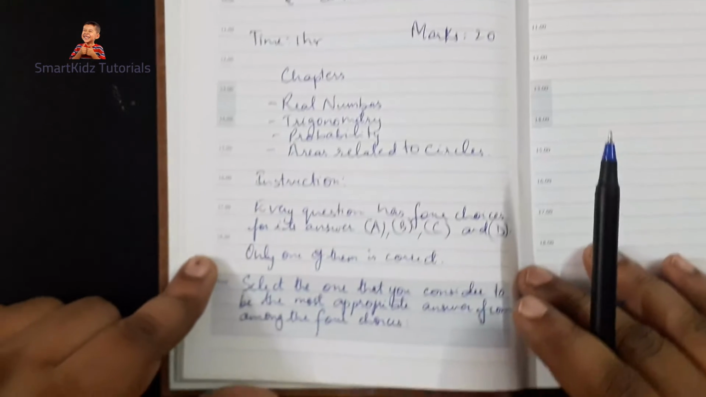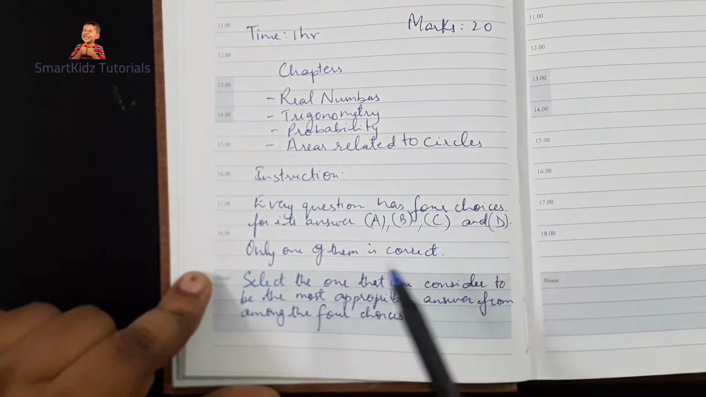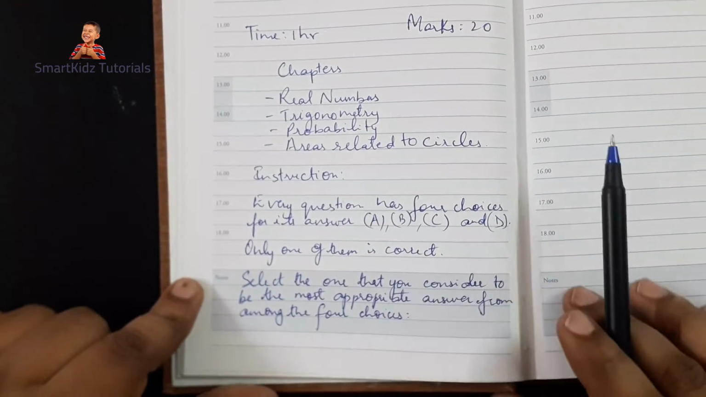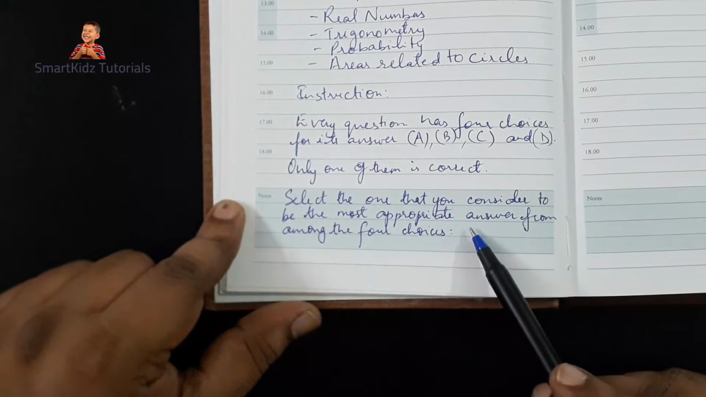to circle. Every question will have 4 choices A, B, C and D. Only one of them is going to be correct. You need to select one that you feel is the most appropriate from the choices that are given. So let's begin.